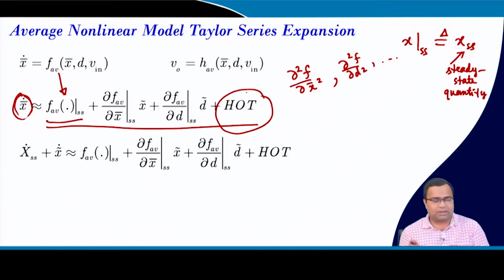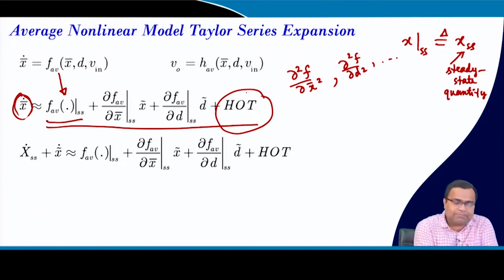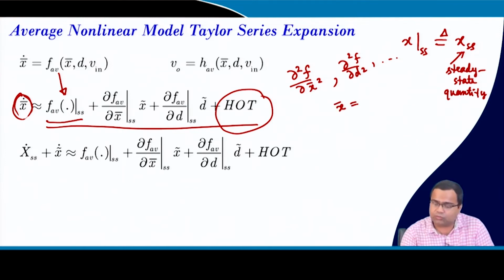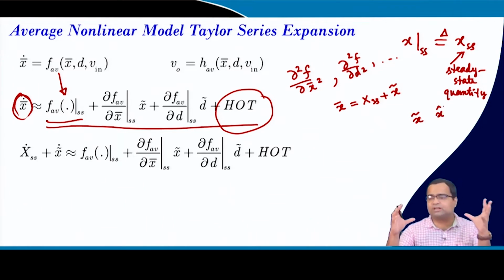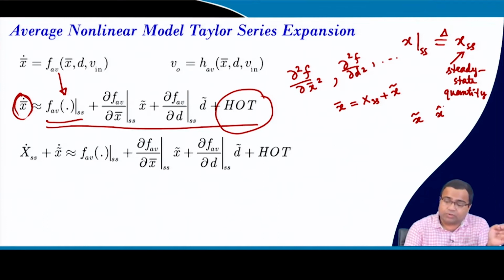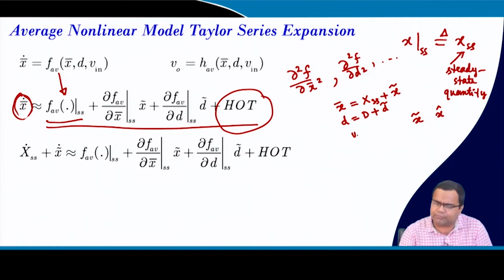and we are clubbing them together and writing them as the higher order term. Now, if I write all the instantaneous average quantities, that means x is its steady state value plus perturbation. Sometimes we write perturbation with a tilde, sometimes with a hat. So, you can assume that these are perturbed quantities. Similarly, we can write the duty ratio as capital D plus d perturbation, and the average input voltage as V_in plus small v_in perturbation, and so on. So, you can write everything.